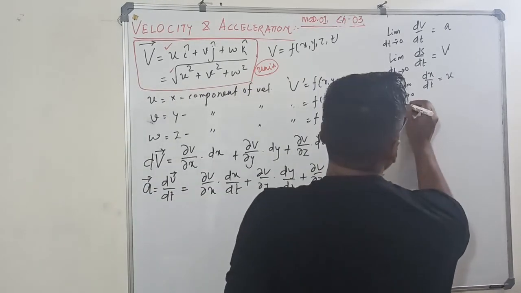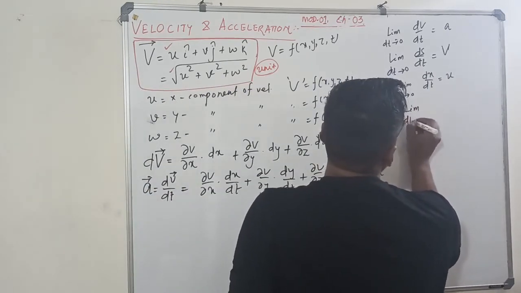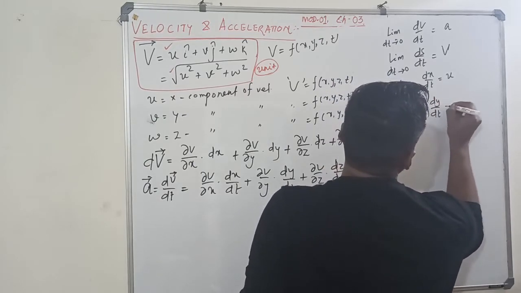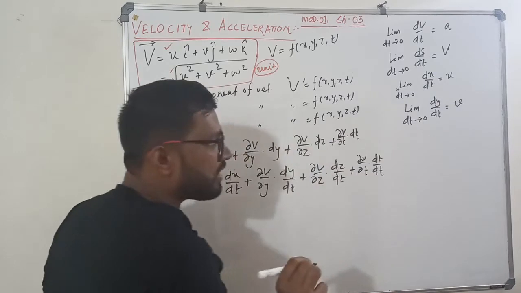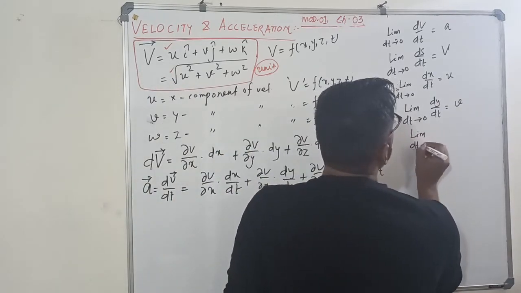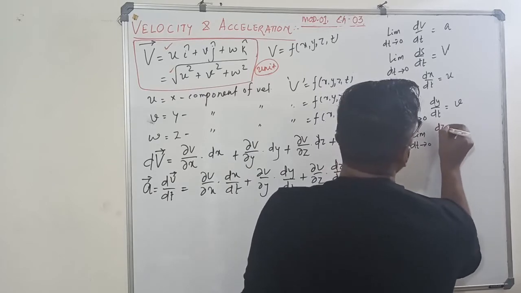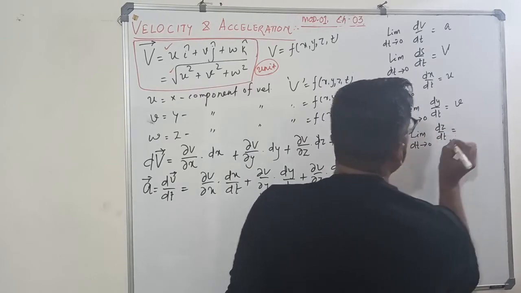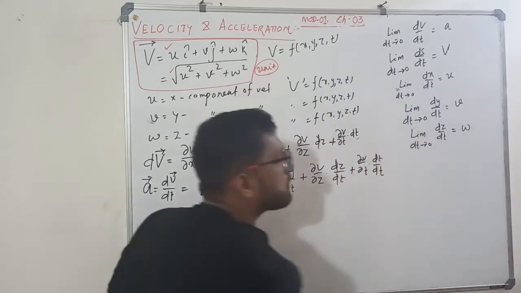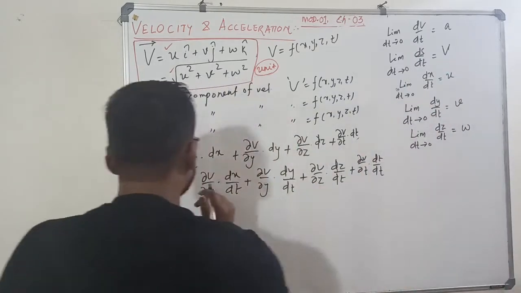Very good. Similarly, you take limit dt tends to 0 of dy by dt. What is this? This is the y component of velocity, v. Similarly, limit dt tends to 0 of dz by dt. What is that? This is the z component of velocity, small w. Now put these things here.